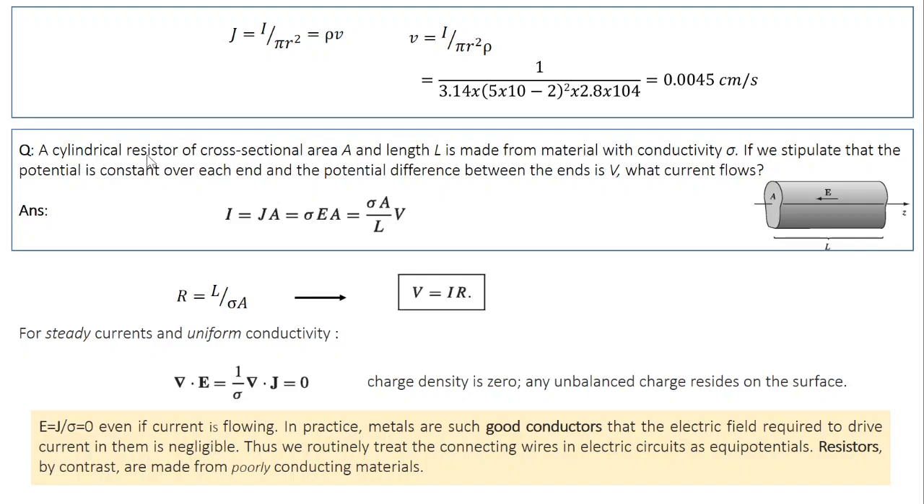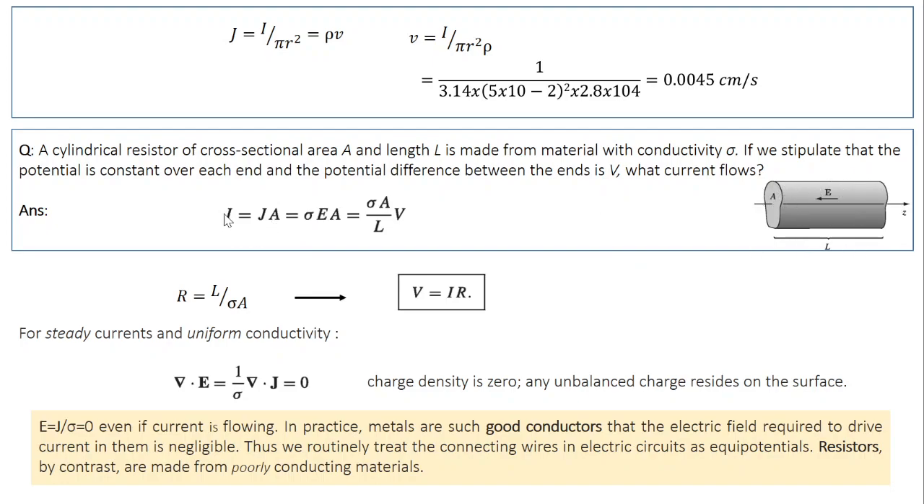A cylindrical resistor of cross-sectional area A and length L is made from a material with conductivity sigma. If we stipulate that the potential is a constant over each end and the potential difference between the ends is V, what current flows through the wire? Now in this case, the electric field is uniform for a conducting wire. I will show that very shortly. And the conductivity is also uniform throughout the material.